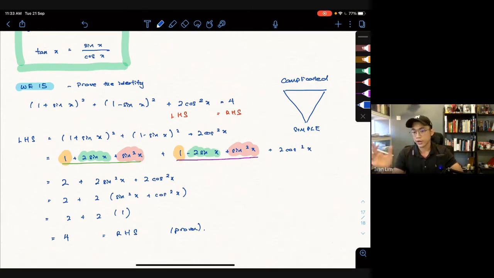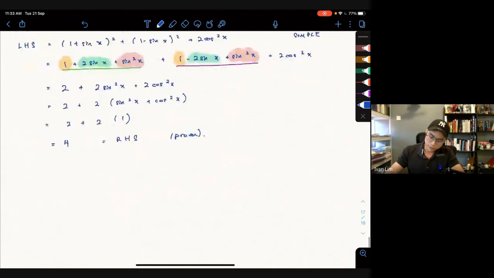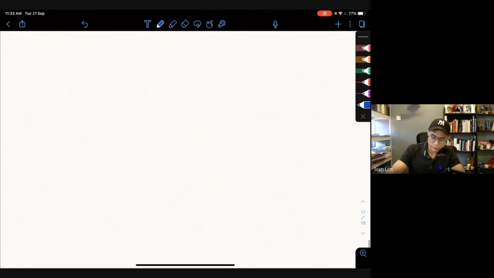Okay, you can take right-hand side equals to left-hand side also. It all depends on the equation. There's no fixed formula to always start from the left-hand side. Okay, let's move on to the second one.